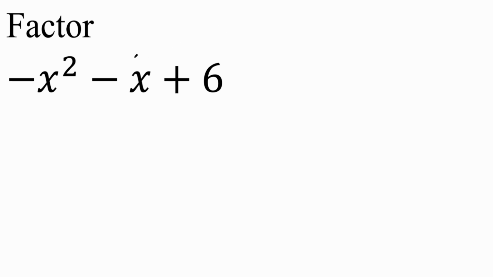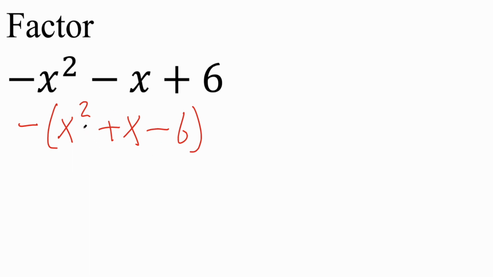Now, with this problem, the leading coefficient has a negative. So what we actually want to do first is factor out a negative, because we want the leading coefficient to be positive. So put negative parentheses x squared plus x, because negative and a plus gives us a negative, and then minus 6, because a negative and a negative gives us a positive.